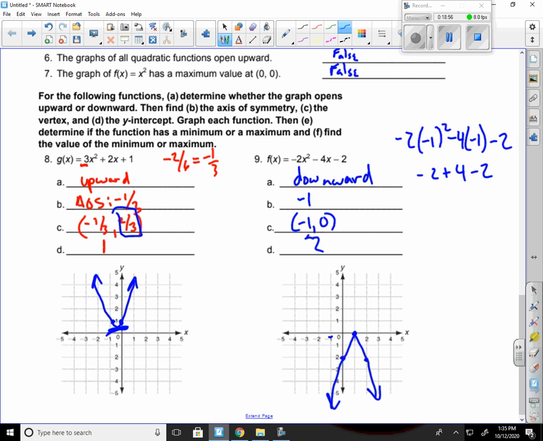This would be a maximum. And the value of the max is 0. It's just the y-coordinate of the vertex. All right, that's it for assignments 2 and 3.